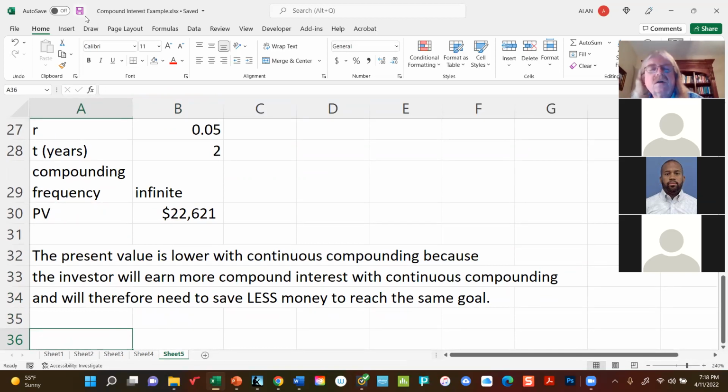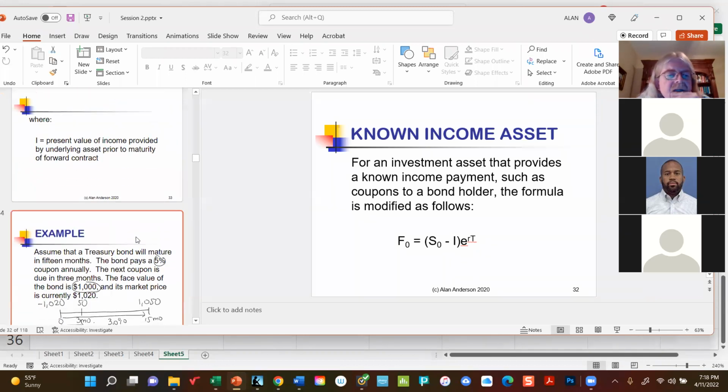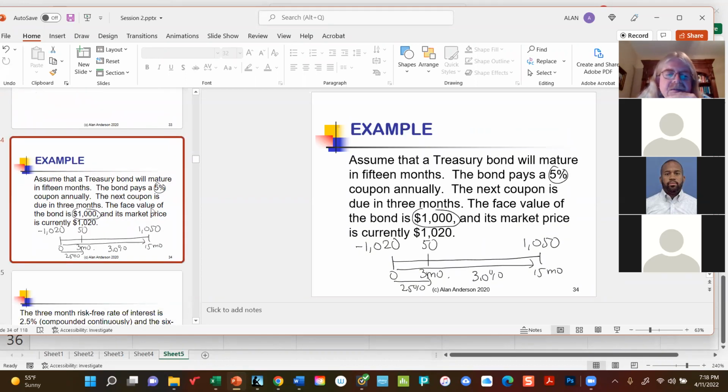Okay, so in other words, when you look at this formula, this I is meant to be the present value of the interest payments on this bond. So let's look at this example for a second. A treasury bond will mature in 15 months. The bond pays a 5% coupon on an annual basis. The next coupon is due in 3 months. The bond's face value, the value at which it was issued, is $1,000, but it's currently selling for $1,020.